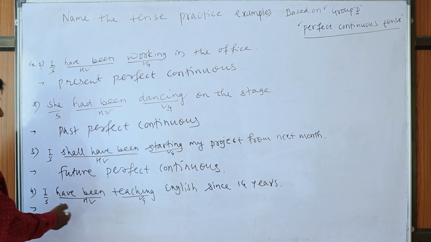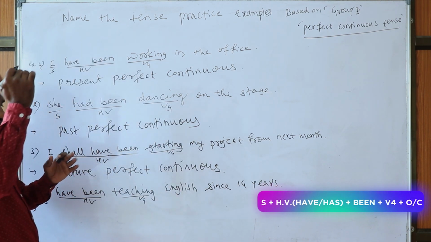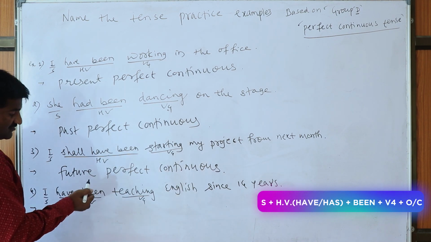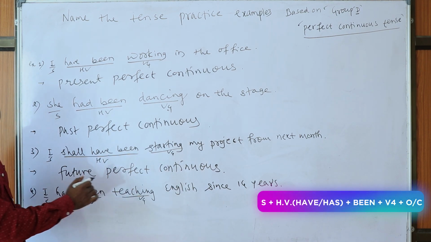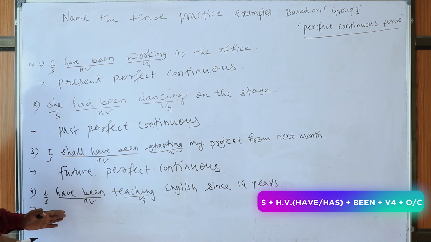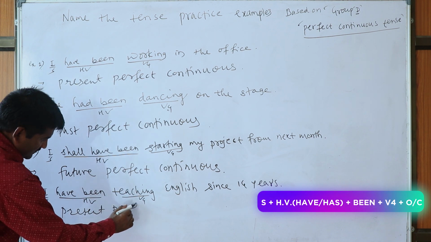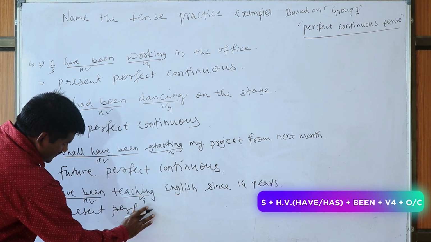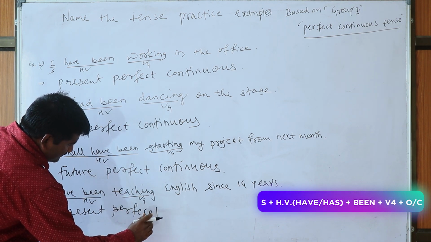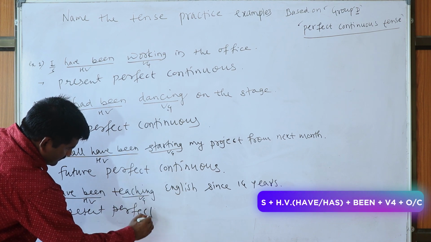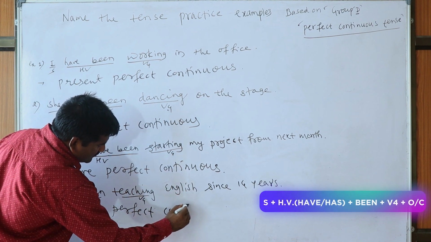And the last one: I have been teaching English for 14 years. So here, have or has plus been plus verb-ing. Have or has plus been plus verb-ing is the formula of present perfect continuous. So its answer is present perfect continuous. Okay.